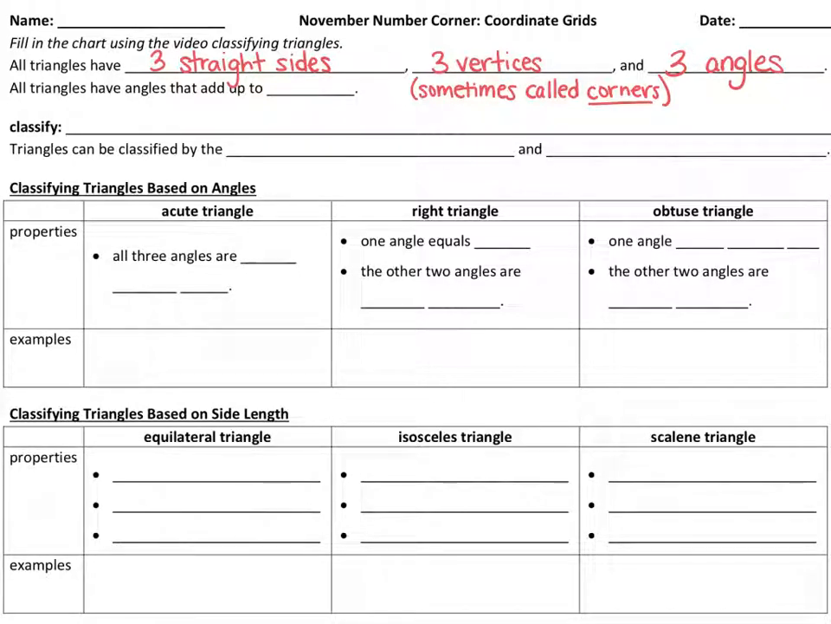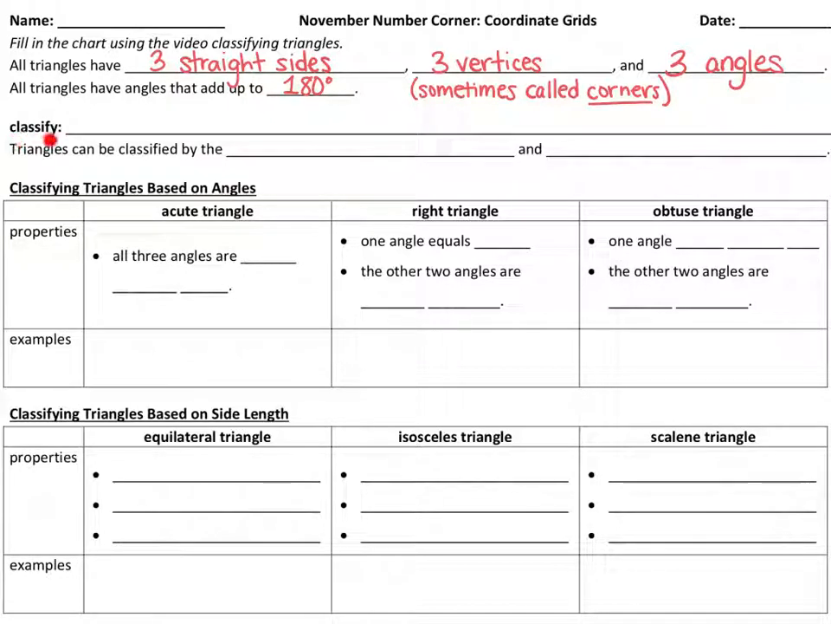The other thing you need to know is that all triangles have angles that add up to 180 degrees. So each of these angles, this one plus this one plus this one, if we add them up, it always equals 180 degrees. Pause the video, write that if you need to.